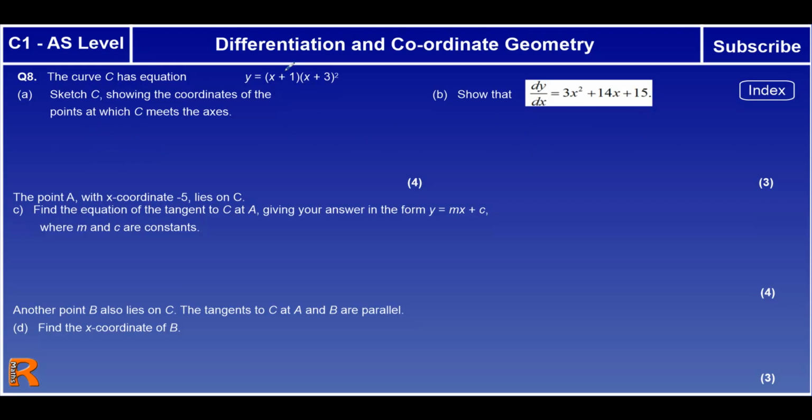We start off by drawing a sketch of this graph. We have to say where C meets the axes. So let's just quickly draw some axes.